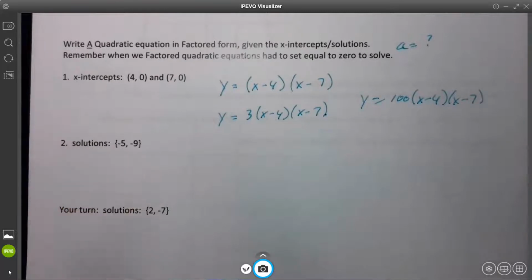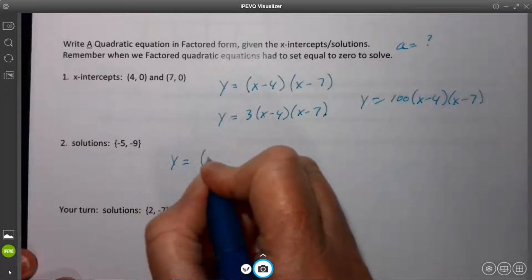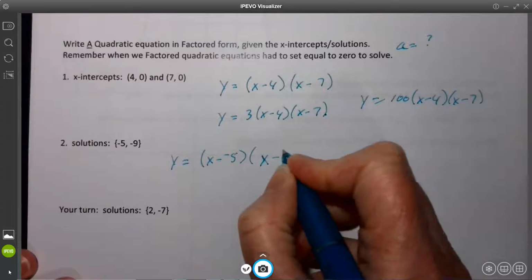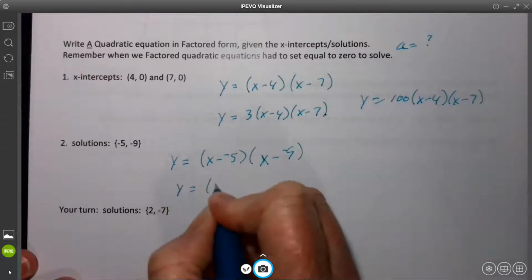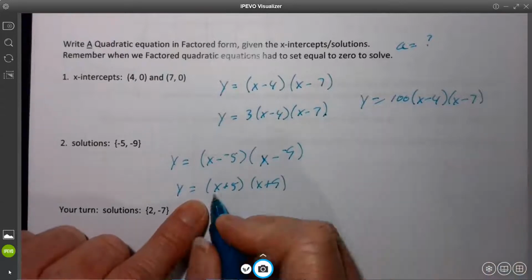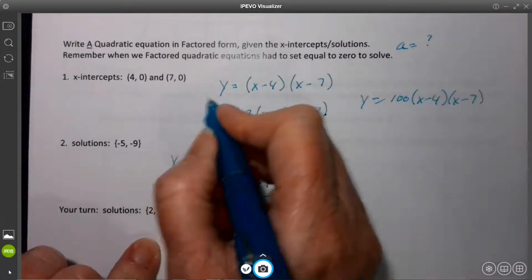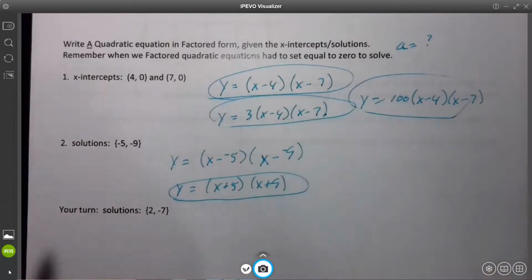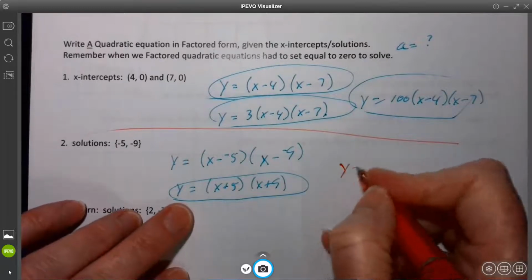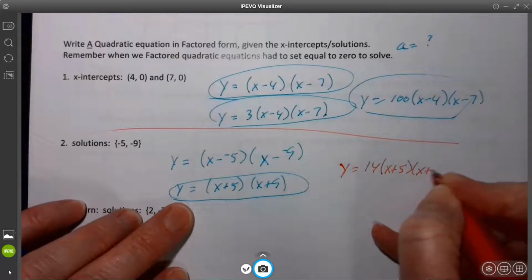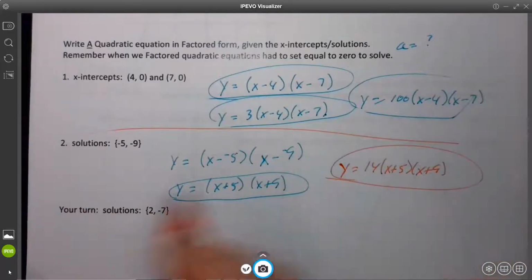So now, if those are my solutions, those are my x-intercepts. So again, y is equal to (x minus negative 5)(x minus negative 9). So y is equal to (x plus 5)(x plus 9). Put anything in. There's one example, so there's an answer. These are all answers for the particular problems. We could also have y is equal to 14 times (x plus 5)(x plus 9). These are all answers to that particular problem.